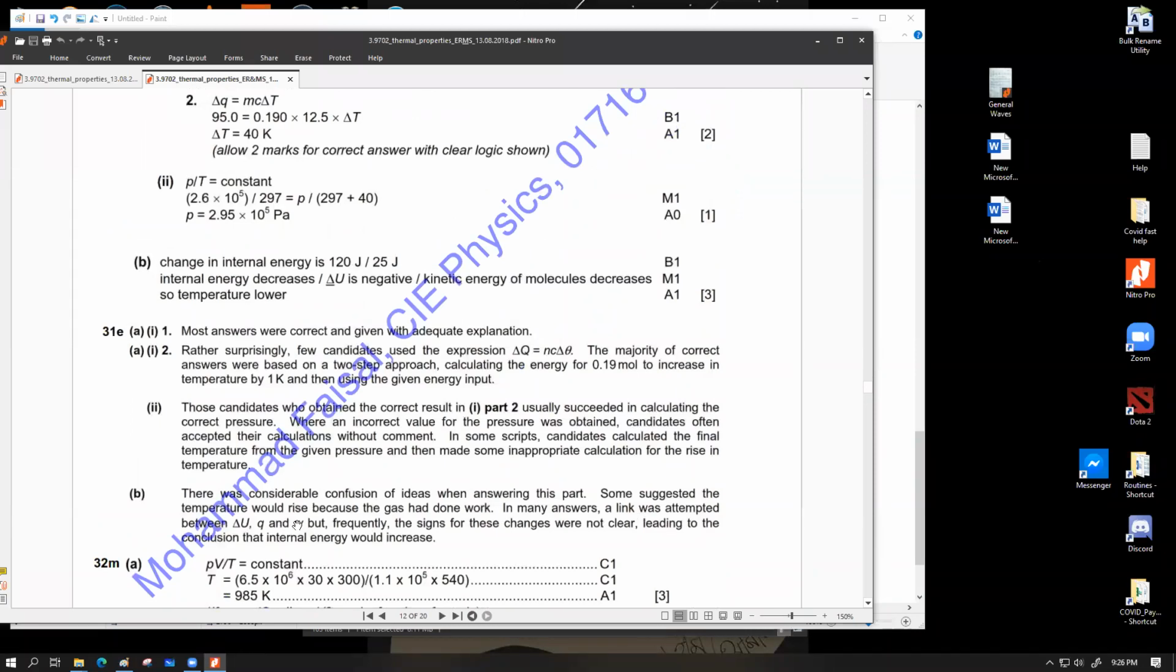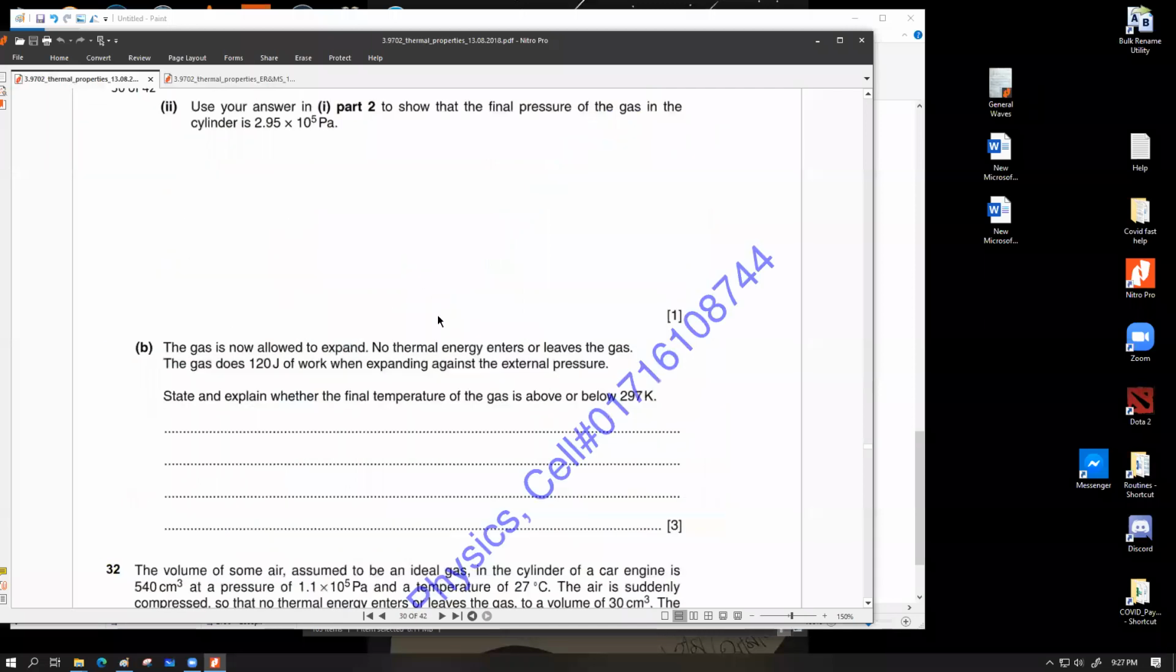There was considerable confusion of the ideas when answering this part. Some suggested the temperature would rise because the gas had done work. And many answered that internal energy was the relevant quantity, but frequently the sign of this change was not clear, leading to the conclusion that internal energy would increase. That's how to find it. 25 টা কোথা থেকে বলতেছি এখানে.